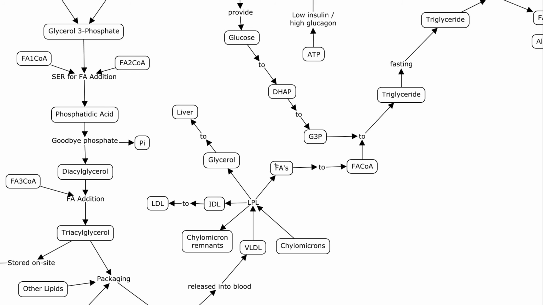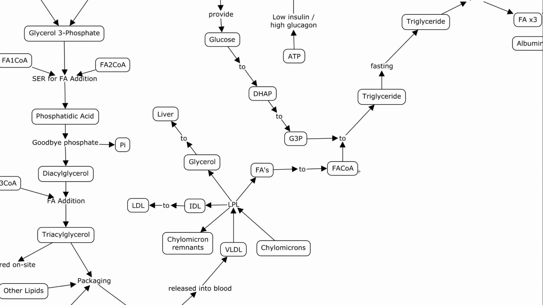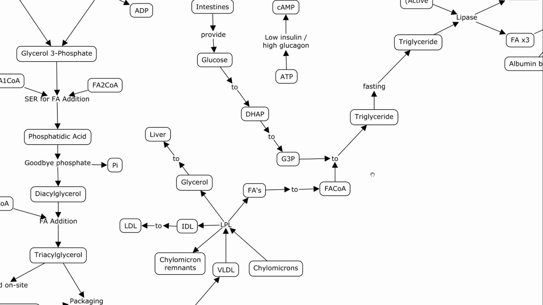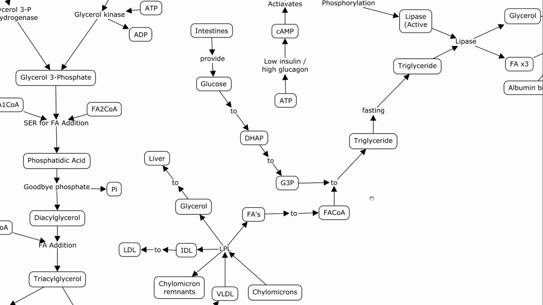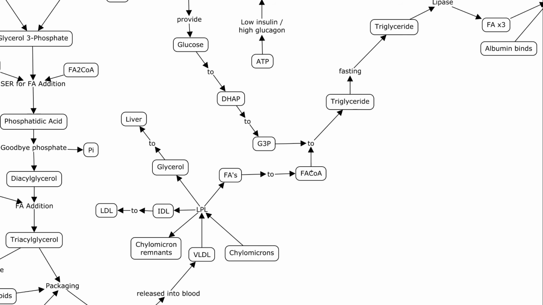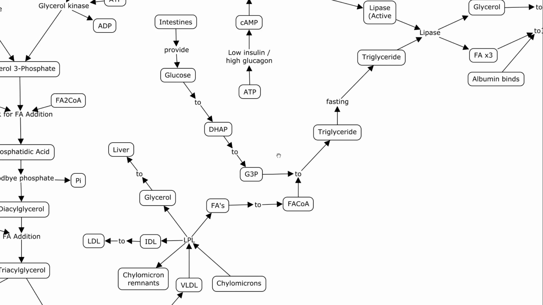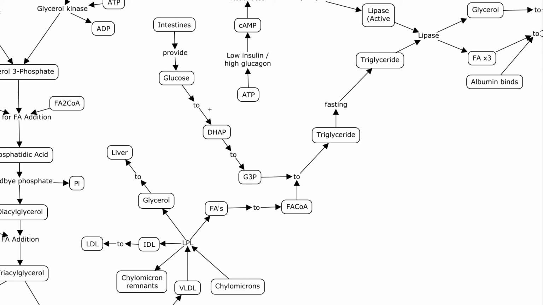So the fatty acids are going to go in. They're going to go in the form of fatty acyl-CoA, and they're going to be stored. Actually, they're going to be reassembled. Okay, yeah, I'm sorry. The intestines are going to give glucose to the adipose during the fed state, and that's going to make G3P from DHAP, and then you're going to add your fatty acyl-CoAs onto that. That's going to give you your triglyceride. That's what's going to get stored.